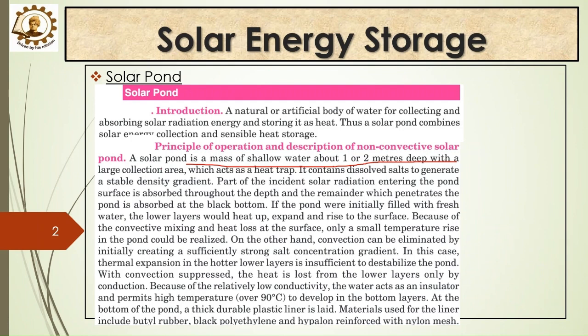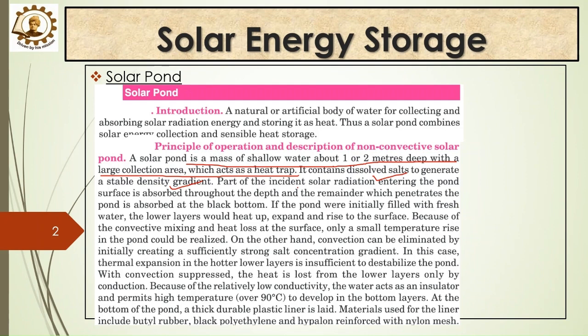So, as we can see, a solar pond is a mass of shallow water about 1 to 2 meters deep with a large collection area which acts as a heat trap. It consists of dissolved salts to generate a stable density gradient, and this salt solution is known as brine. Part of the solar radiation entering the pond surface is absorbed throughout the depth, and the remainder which penetrates the pond is absorbed at the black bottom, that is, bottom layer 3.